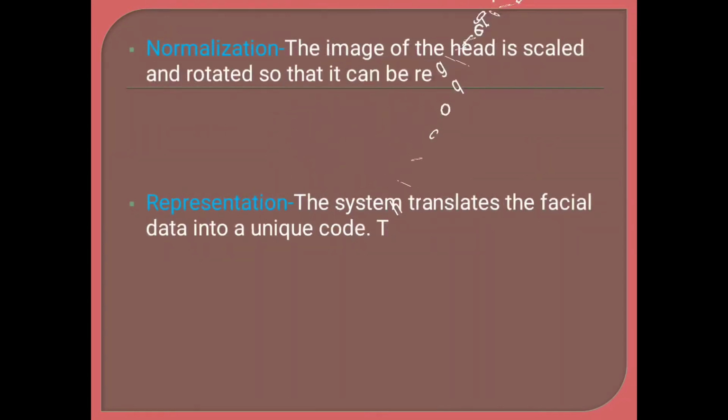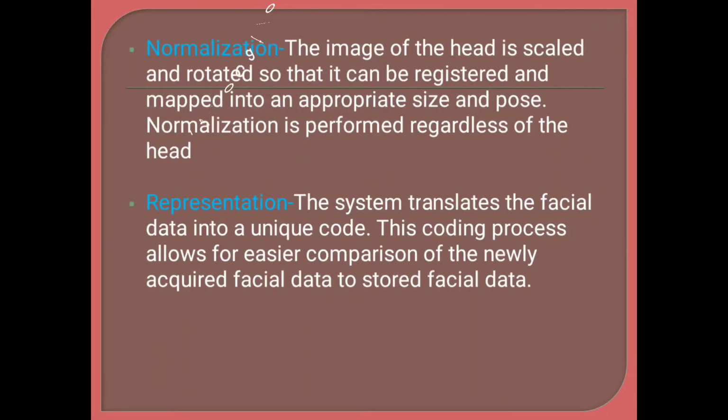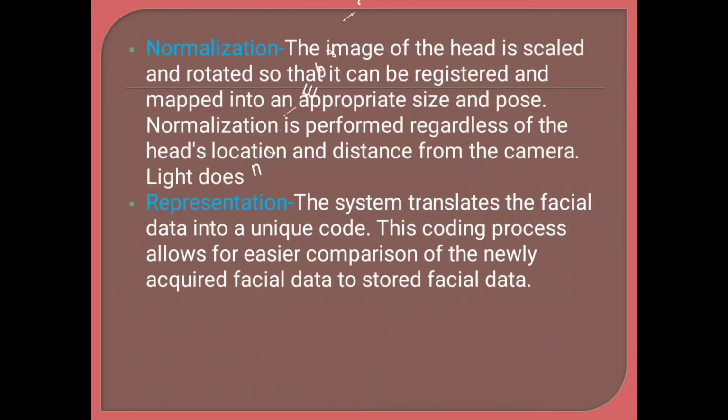Coming to normalization, the image of the head is scaled and rotated so that it can be registered and mapped into an appropriate size and pose. Normalization is performed regardless of the head's location and distance from the camera. Light does not impact the normalization process. Coming to representation, the system translates the facial data into a unique code. This coding process allows for easier comparison of the newly acquired facial data to stored facial data.